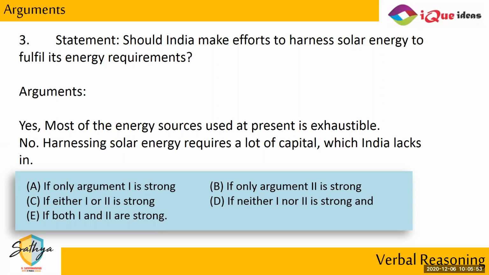But take a look at the second one. It says, should I make effort to harness solar energy? No. Why? Because harnessing solar energy requires a lot of capital which India lacks. Eh? Just because something requires a lot of capital and I don't have enough, is that a good reason to say, koshish bhi mat karo? And here's where words matter. It does not say, should India harness? It says, should India make efforts to harness? So just because I don't have enough capital, is that a good reason to not even try, not even make an effort?